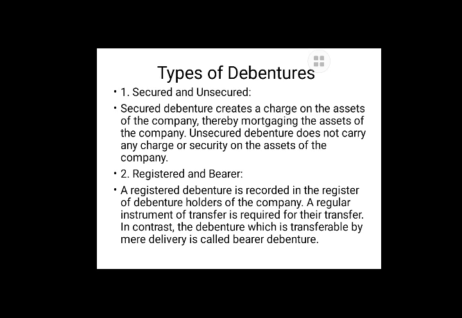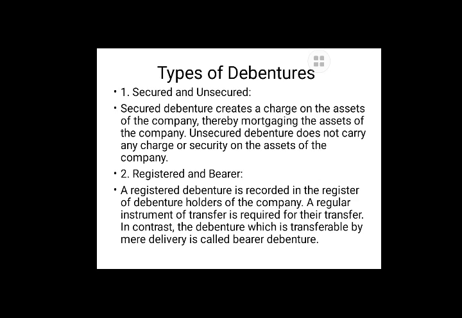These secured debentures are also called mortgage debentures. These are debentures which are secured by mortgage or charge on the whole or a part of the assets of the company. Mortgage debentures may be first or second debentures, whereas unsecured debentures are also called naked debentures. Holders of these debentures are not given any security in respect of payment of interest or repayment of principal.